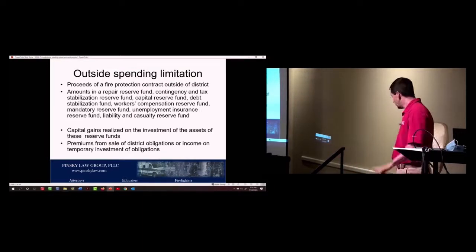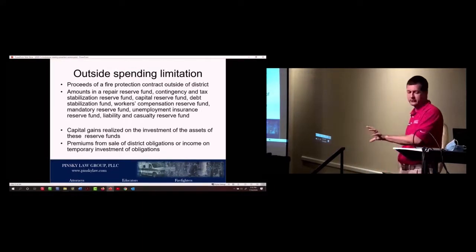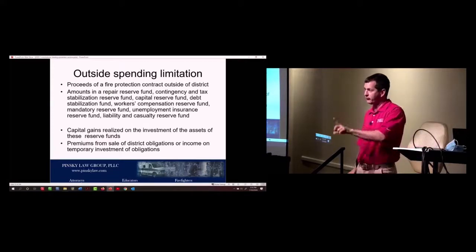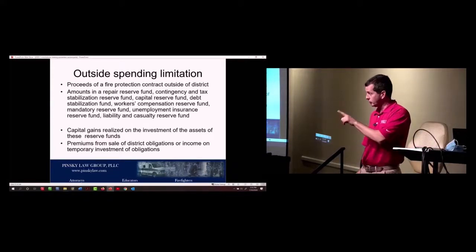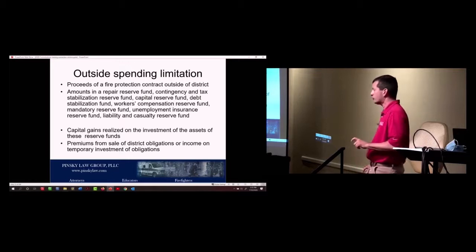Now this is a little confusing, but does anyone protect a territory outside the district for money? Good, okay, because otherwise I was going to say something that's useful to no one.